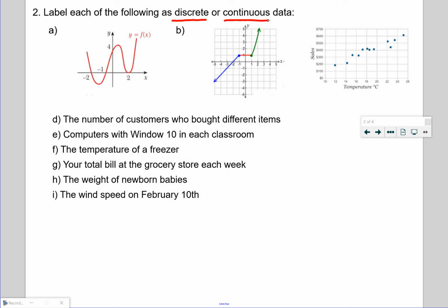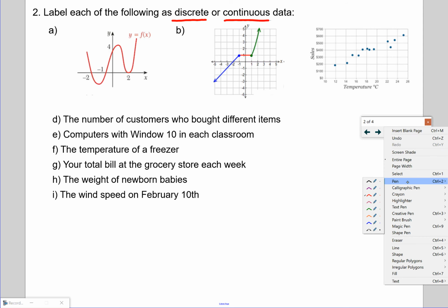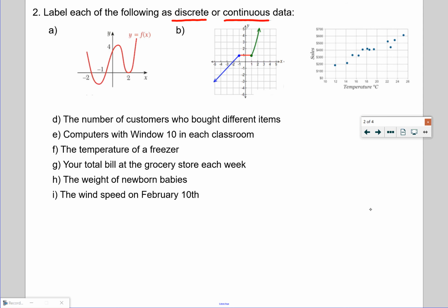So let's look at A. I'm going to try to trace it, and I'm going to get a different color here. I'm going to trace it in green. I'm going to start from left to right, and I am able to trace that entire function, f of x, without picking up my pencil. I also see as I continue along that graph, there's no gaps in the data. So we would say that this is continuous.